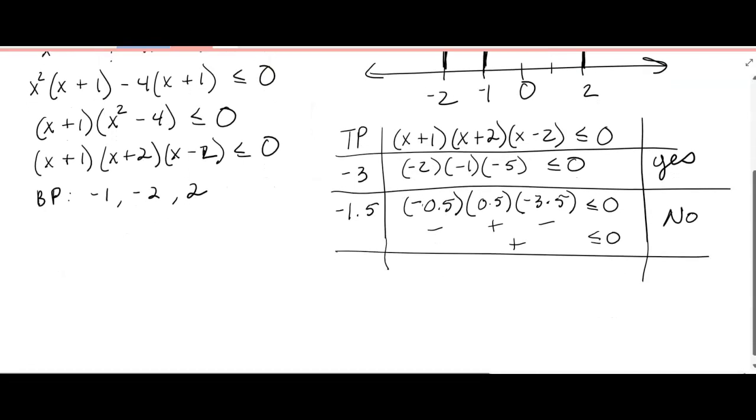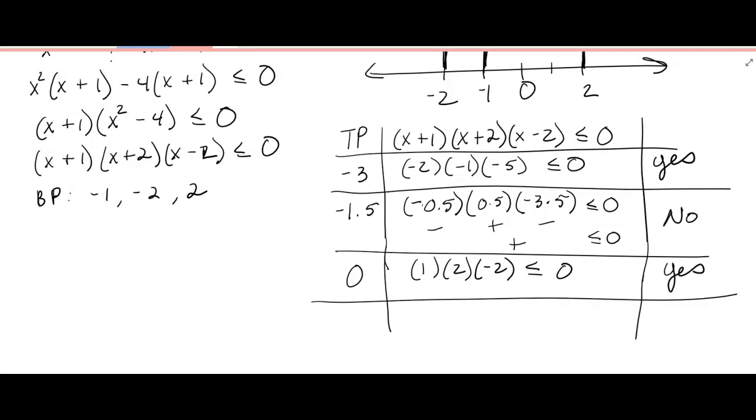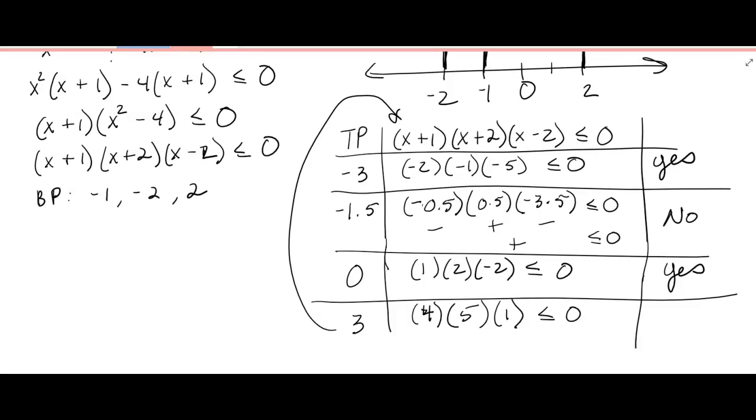Now I got to pick something between -1 and 2. I'll pick 0. That gives me 1 times 2 times -2. Is that less than or equal to 0? Yeah, I'm going to get a negative number, so that's going to work. And then finally, I have to pick a number bigger than 2. I'll pick 3. That's going to give me 4 times 5. Do you know how I'm getting those numbers? I'm plugging in 3 up here. 3 plus 1 is 4. 3 plus 2 is 5. And 3 minus 2 is 1. Is that less than or equal to 0? No, that's going to be positive.